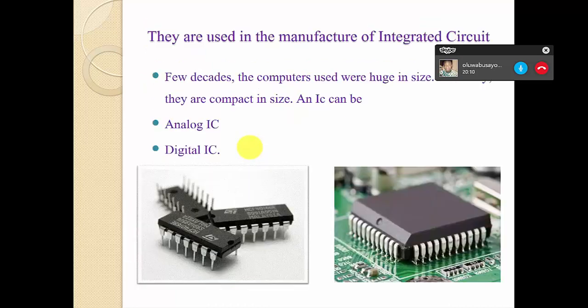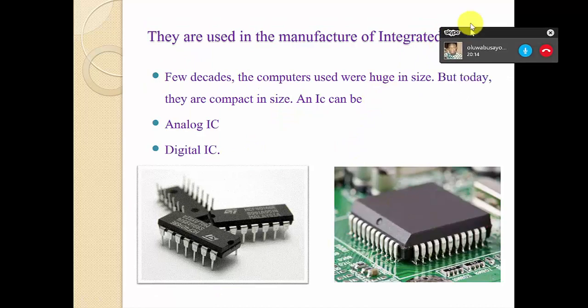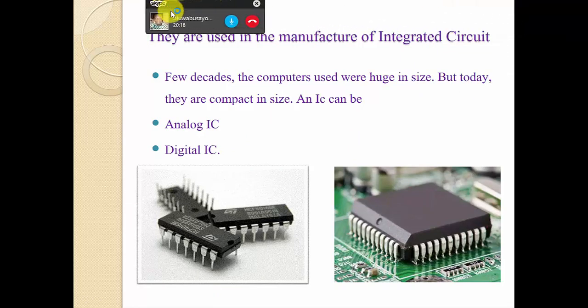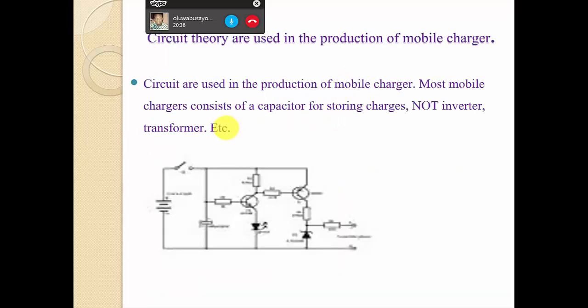On my slide 6, circuits are also used in the manufacture of integrated circuits. A few decades ago, we all know the computers used were huge in size, but today they are compact with more capability and less maintenance. That's one area in which circuit theory has been applied. Also, in my next slide, slide 8, circuit theory is also employed in the production of logic gates.